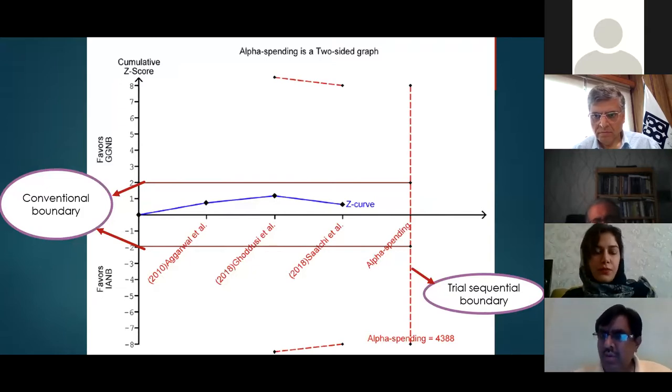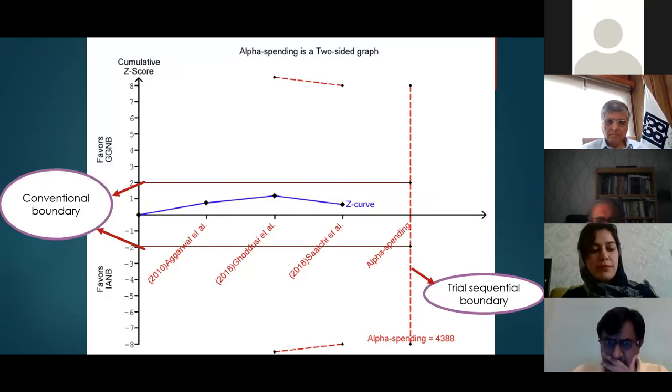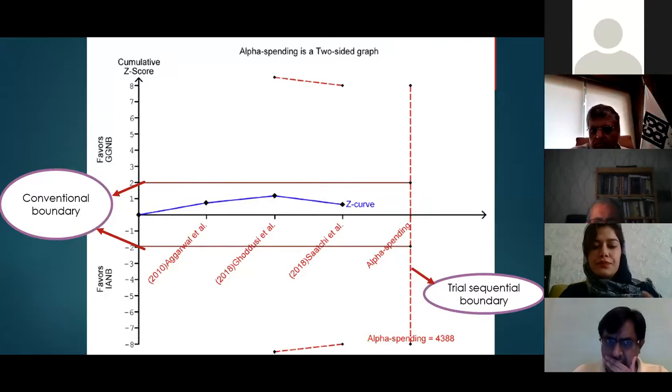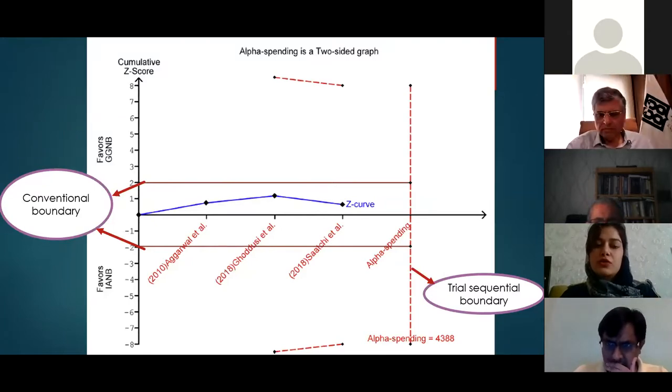Sorry, I can't get you. Sorry, what's the question? The conventional boundary can be adjusted by downweighting the p-value. So with a smaller sample size, the meta-analysis could be conclusive.